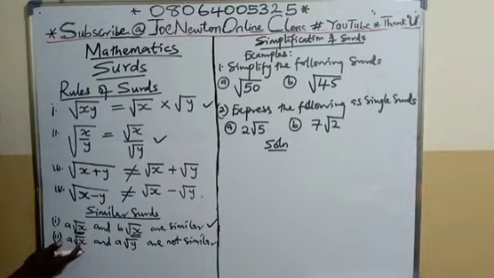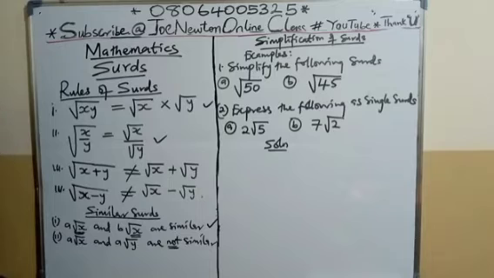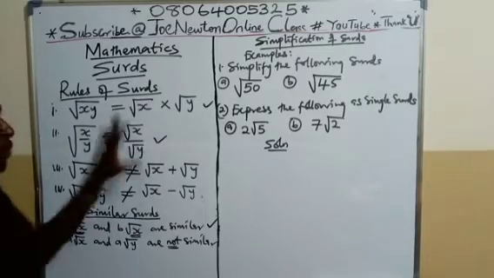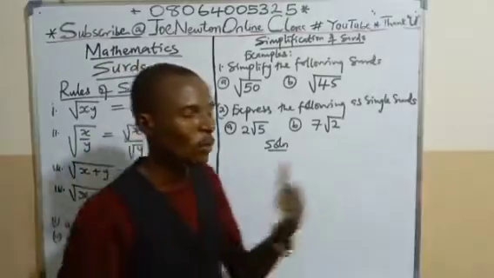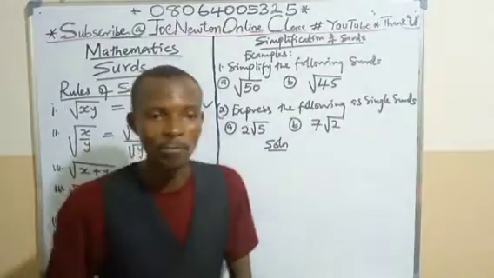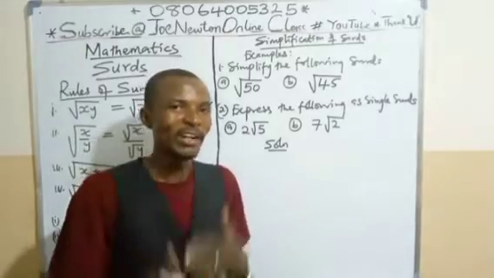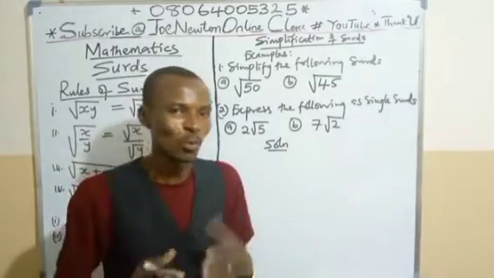Then look at the second scenario. If I have a root x and a root y, they are not similar. Reason: the irrational parts are not the same, despite the fact that the rational parts a and a are the same. It does not qualify them to be similar. So just mind these conditions. With these basic principles and rules of surds, we now go into examples for basic understanding, because we can't exhaust surds today. We shall still meet many examples in subsequent classes.